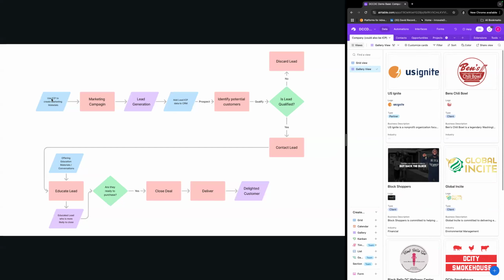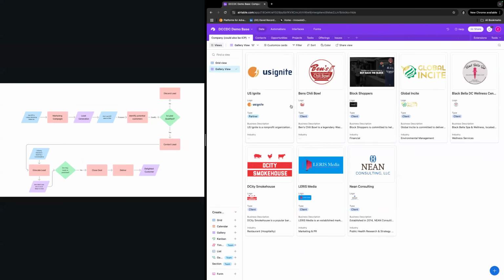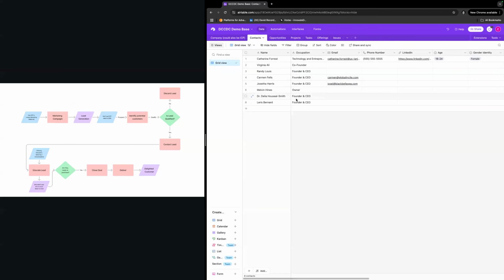So this is my input. I'm using my ICP to create marketing materials, and I use those marketing materials to go through the process of developing a marketing campaign. Ultimately, the outcome of that is it generates leads. I add these leads, the lead ICP data, to my CRM. So what would that look like? We've seen this before. Here's what some of the contact information may look like.